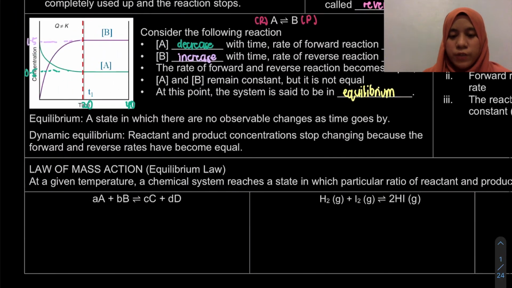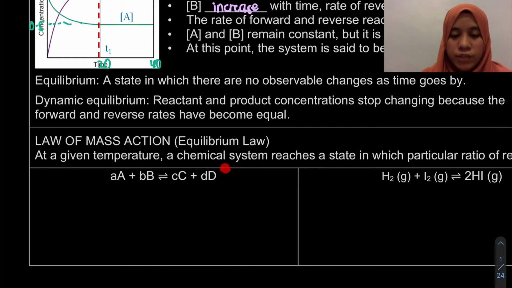So for a given equation, this is a general one, we say it will reach a constant value. I'm going to give it as K. Okay, it will be the concentration ratio, but it's actually the ratio of product over the reactant. So in this case, this is actually our species, the capital letters. The small letter is the coefficient.